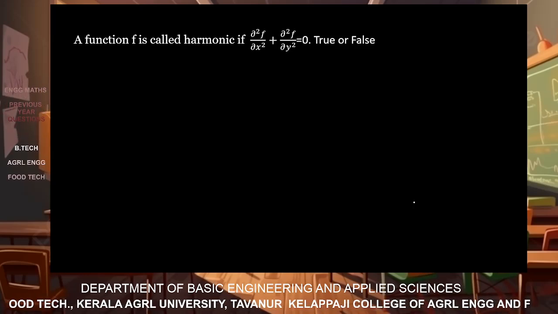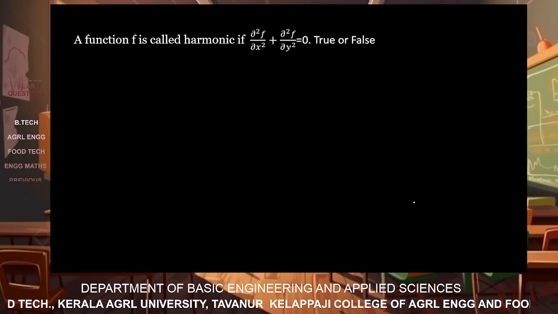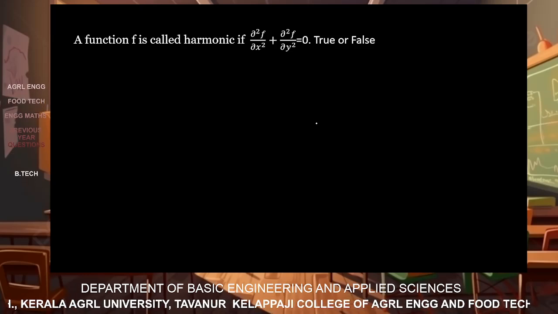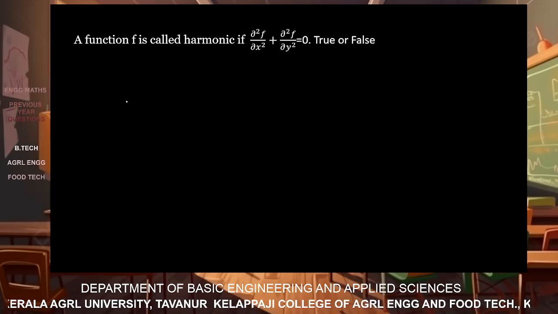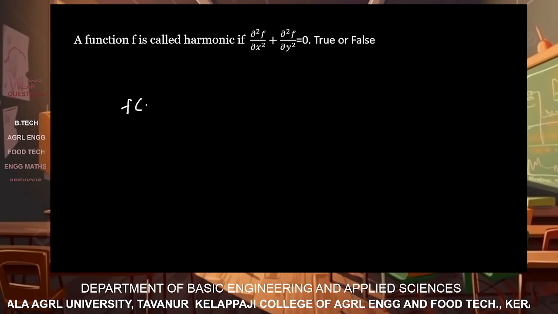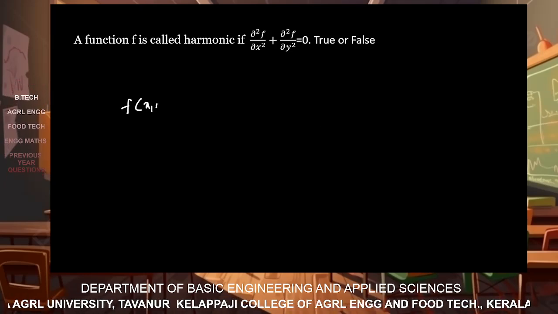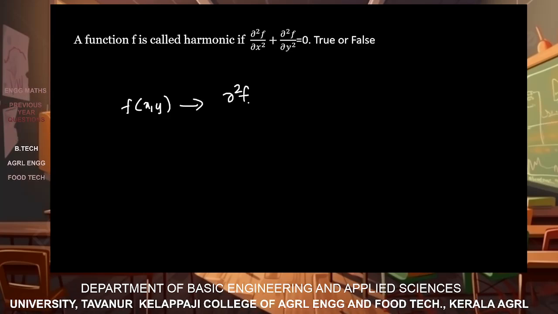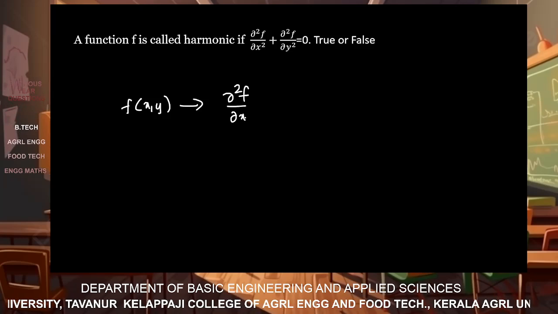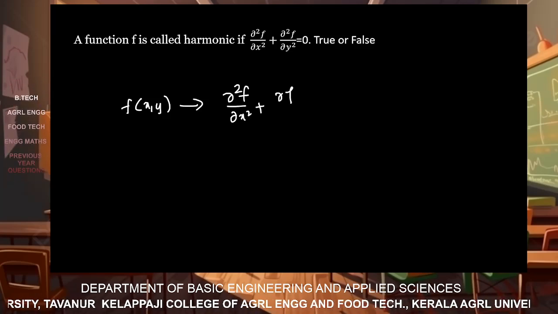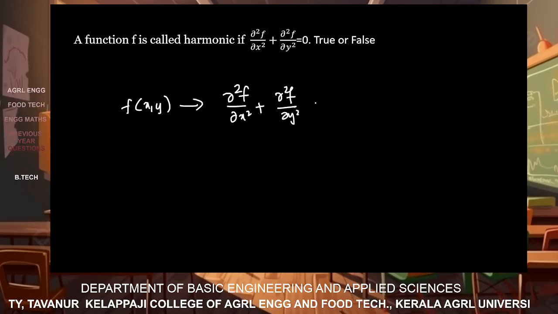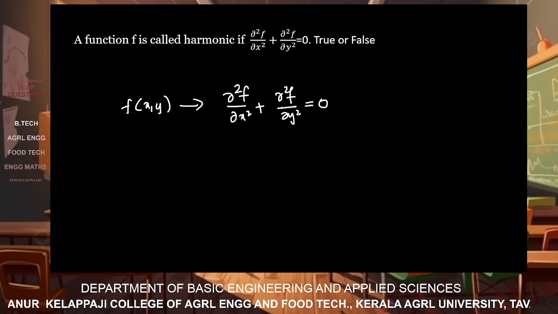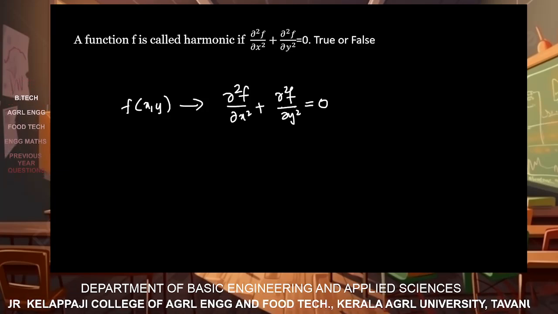A function f is called harmonic if dou square f by dou x square plus dou square f by dou y square equal to 0. Actually, the definition of a harmonic function is: a function f of z or a function f of x, y is called harmonic if it satisfies dou square f by dou x square plus dou square f by dou y square equal to 0, known as the Laplace equation. If it satisfies this equation, then it is a harmonic function. This is actually true.